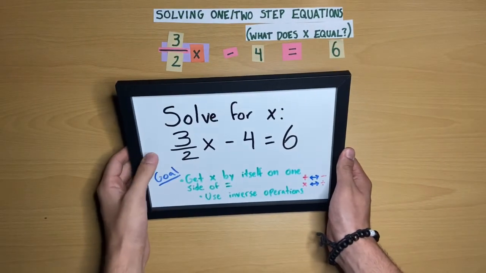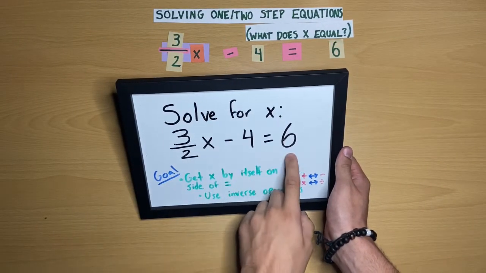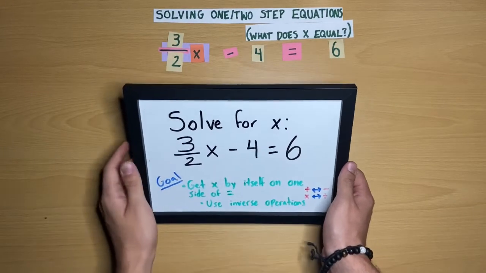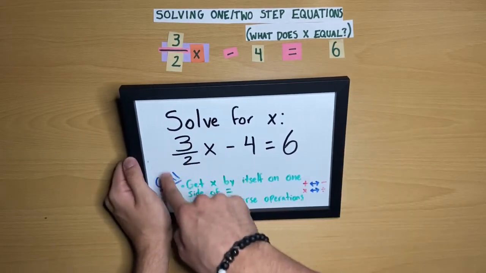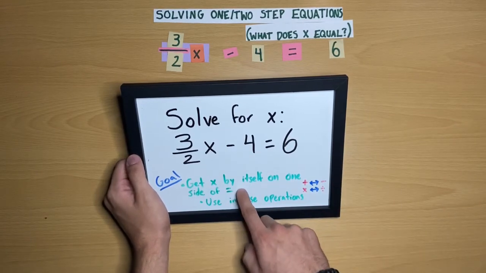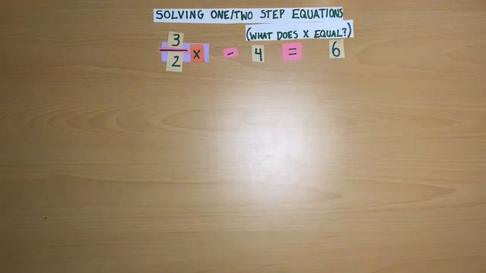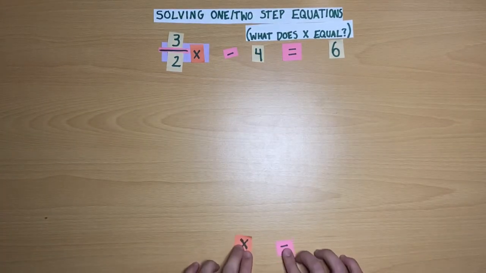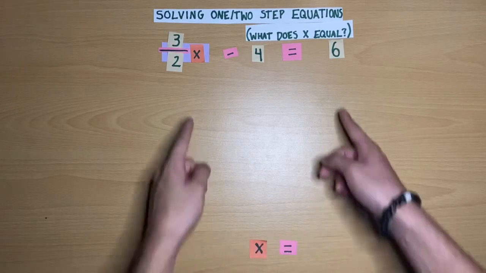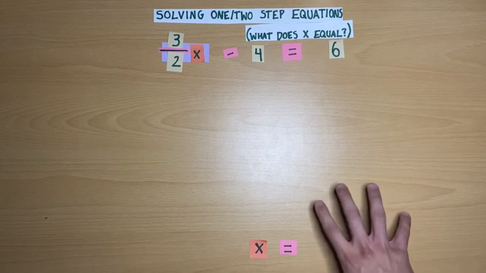Great. So now we have this equation. We have 3/2 times x minus 4 equals 6. And it's basically the exact same thing we've been doing, except now we have a fraction. So we will do the same thing by using inverse operations to get x by itself on one side of the equal sign. So again, we want to get to this point where we do some steps, and we get x equals something.